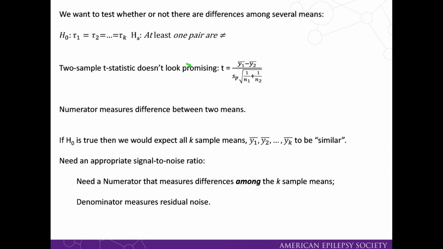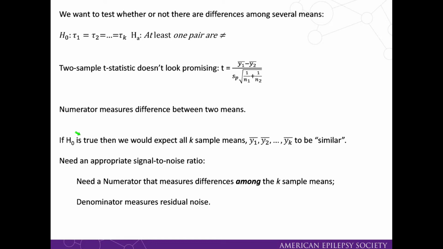So the 2-sample T statistic doesn't look promising. It can only look at 2 samples at a time, hence 2 sample. So as I said before, this is a signal-to-noise ratio. So the numerator measures the difference between 2 means.